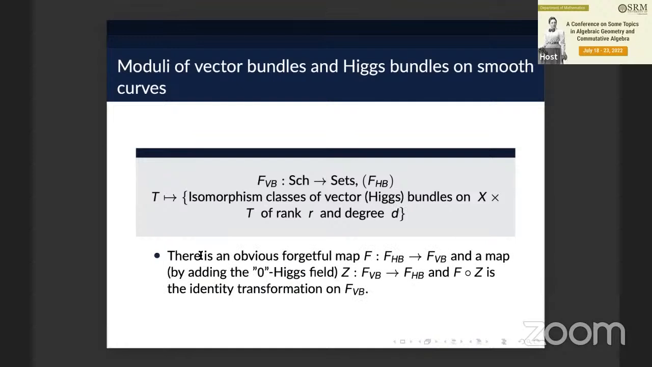So one can immediately see from the definition that there exists an obvious forgetful map F from the functor FHB to FVB, which just forgets the Higgs field, and the map Z the other way around, which sends any vector bundle to the Higgs bundle with zero Higgs field, the zero bundle homomorphism. And one can check that F composed with Z is the identity transformation on this functor. So we will discuss that this map F between functors is like a cotangent bundle map, and this Z map is like the zero section of this cotangent bundle map.